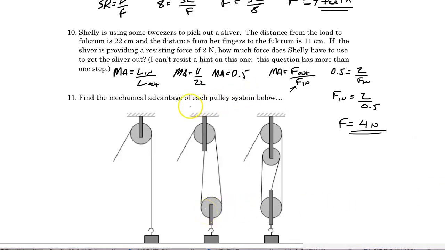Lastly, we're just trying to find the mechanical advantage of each of these 3 pulleys, and really it's just counting the number of ropes, other than the rope that we're pulling on, that are used to lift the object. So this is 1, 2, and 1, 2, 3. So this has a mechanical advantage of 1, this is a mechanical advantage of 2, and this has a mechanical advantage of 3. Hope this helps in terms of understanding all of the homework.